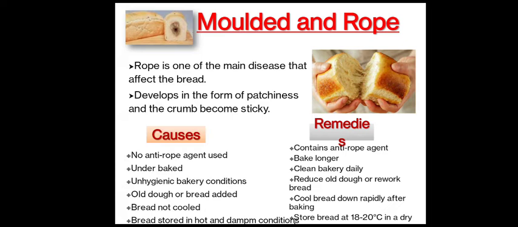Here are some causes of moldy and rope bread. First cause is no anti-rope agent used. Second is underbaked, unhygienic bakery conditions, old dough or old bread added, bread not cooled, bread stored in hot and damp conditions, contains no anti-rope agent.